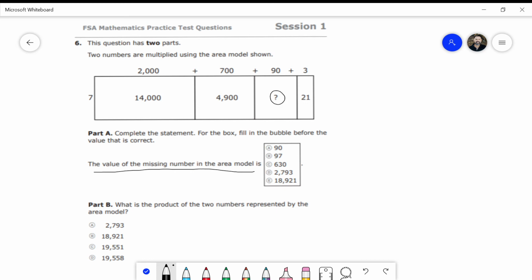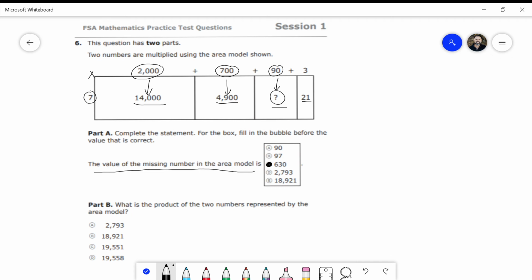In order to do that, we need to multiply using partial products. These are the partial products right in here. Those are parts of the final product. The product is the answer to a multiplication problem. In order to find out the question mark, you want to multiply the 7 times the 90, right? So when we did 7 times 2,000, that's the 14,000. 7 times 700 is 4,900. So now 7 times 90 is what we're looking at. So 7 times 90 is 630. And so we just bubble that in.